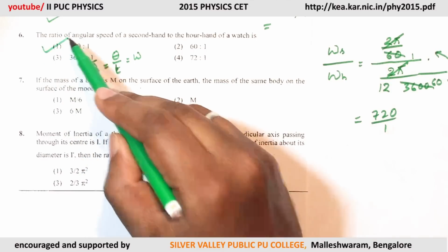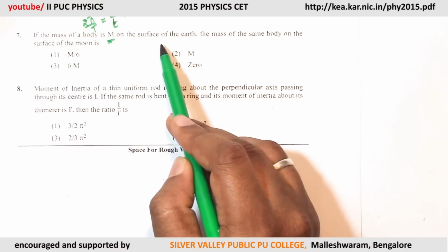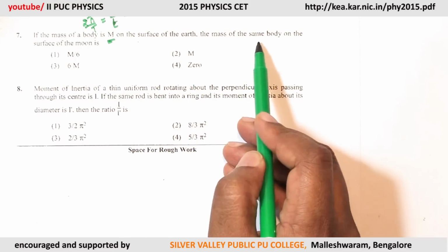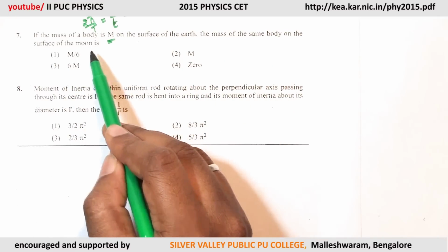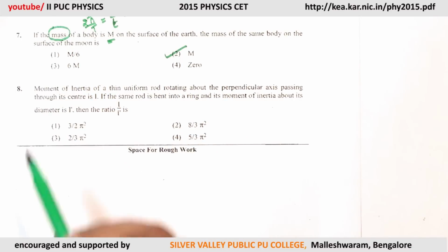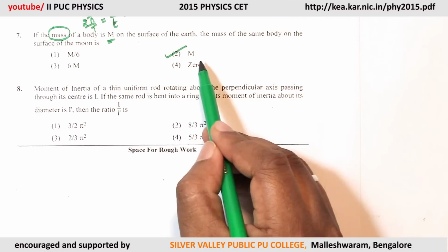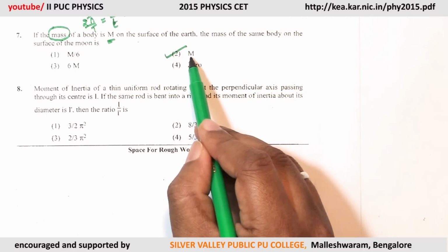720 is to 1. If the mass of a body is m on the surface of the earth, the mass of the same body on the surface of the moon is m, because mass remains same everywhere. Only weight changes. With respect to acceleration due to gravity, weight changes, but mass remains same.